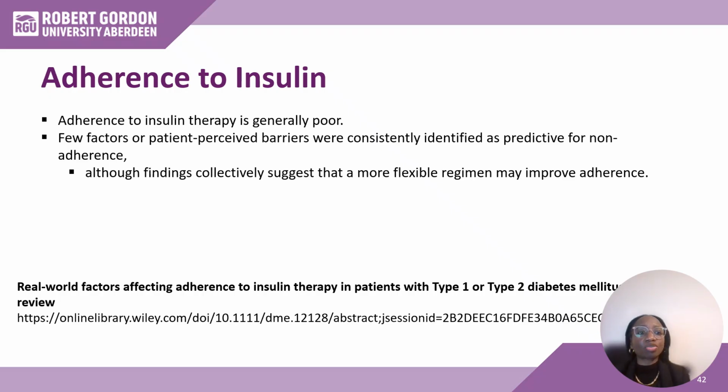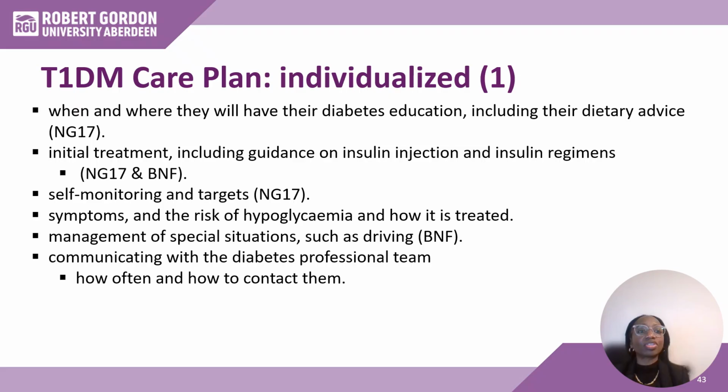Few factors or patient-perceived barriers are consistently identified as predictive for non-adherence, although findings collectively suggest that a more flexible regimen may improve adherence. And this is where shared decision-making becomes really important. I've included a link here to an article that gives some insight into real-world factors affecting adherence to insulin in both type 1 and type 2 diabetes patients.